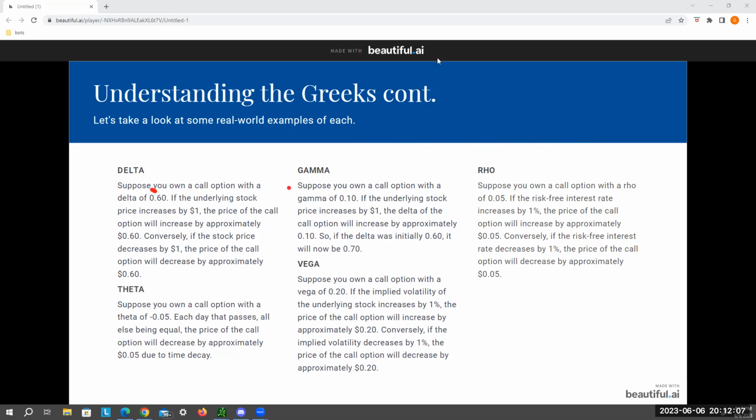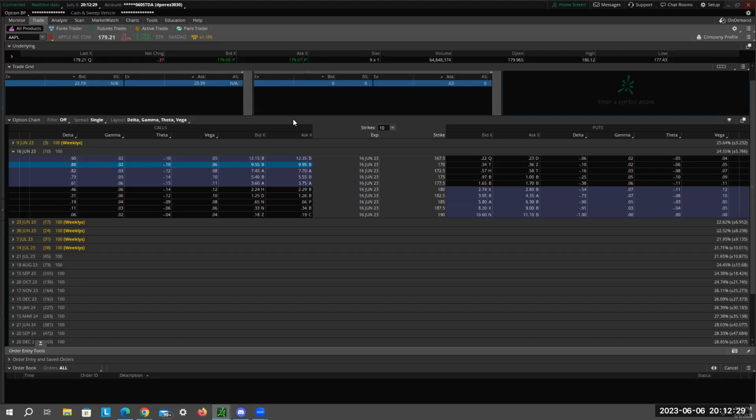Vega. Suppose you own a call option with a Vega of 0.20. If the IV of the underlying stock increases by 1%, the price of the call option will increase by approximately 0.20. Conversely, if the IV decreases by 1%, the price of the call option will decrease by approximately 0.20. Let's take a look at that on the options chain. So our Vega on our 175 is 0.10. So if we go up 1% in IV, your contract will go up 0.10, which is $10.